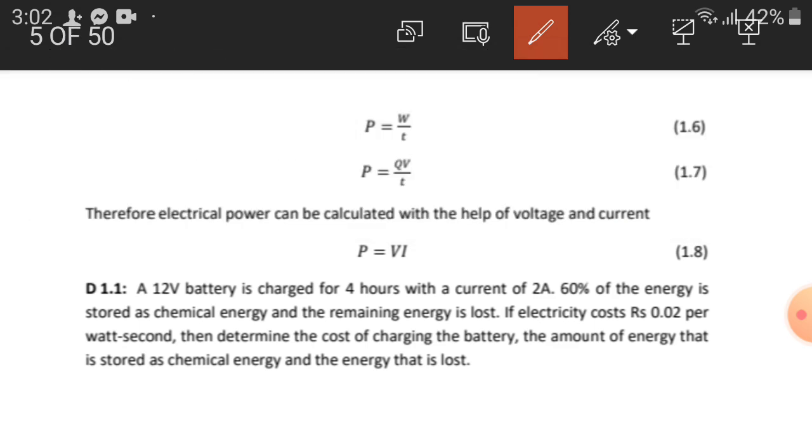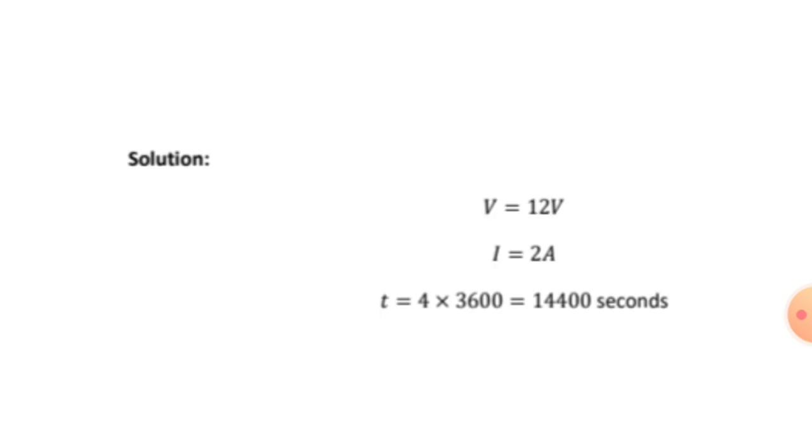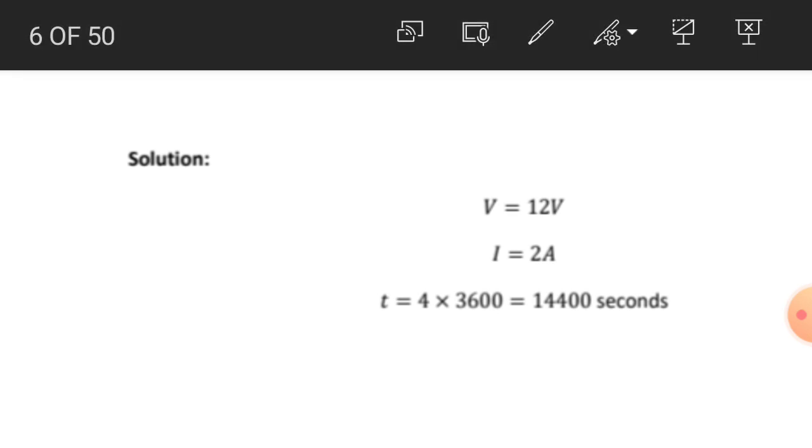Okay? So let us do this numerical example. Now, how much voltage do we need in this particular case? We need to charge this battery with the help of a system, with the help of a charger, which will have 12 volt.